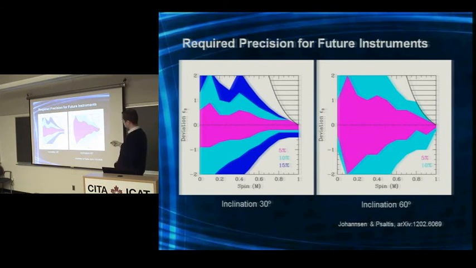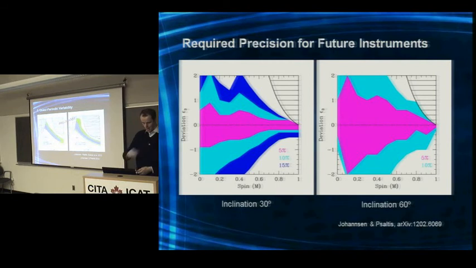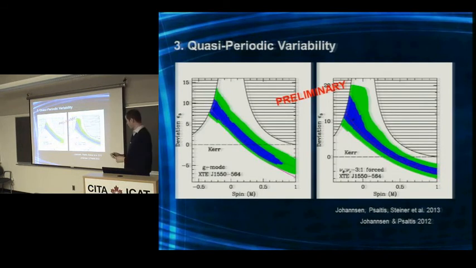And what you can see is that the greatest precision is going to be achieved for black holes with a high spin. But what you can also see is that for some moderate inclination angle, if you have a mission which achieves a precision of, say, 5%, you're able to constrain this deviation parameter to order unity, irrespective of the value of the spin. So this could be a very nice probe.